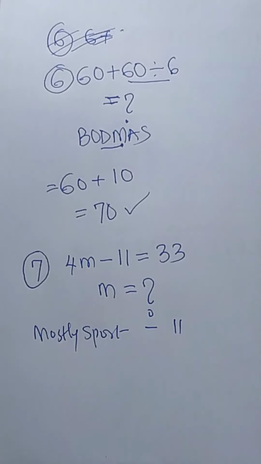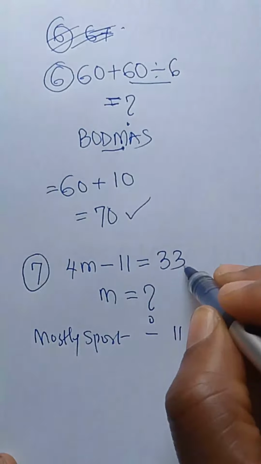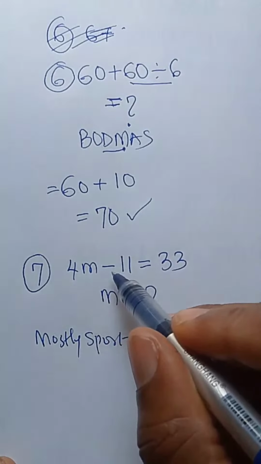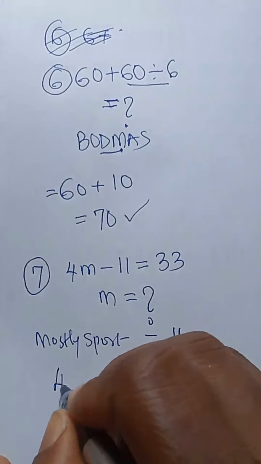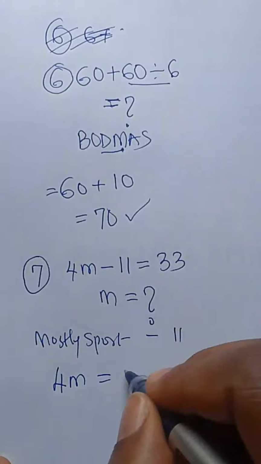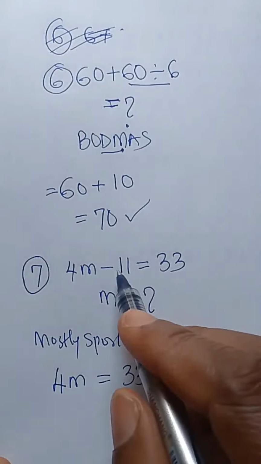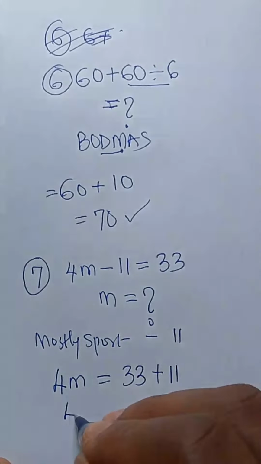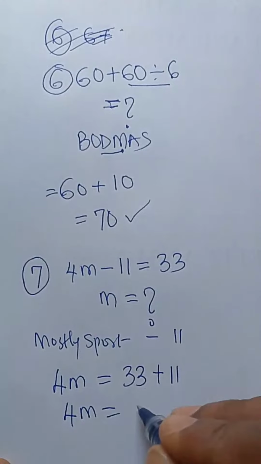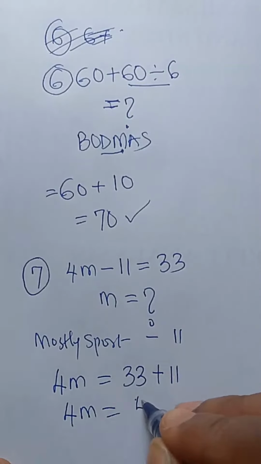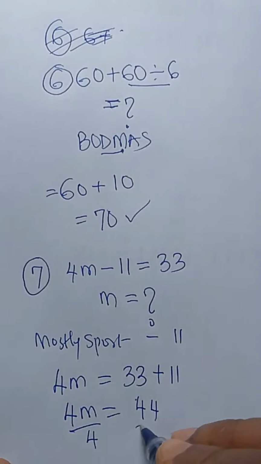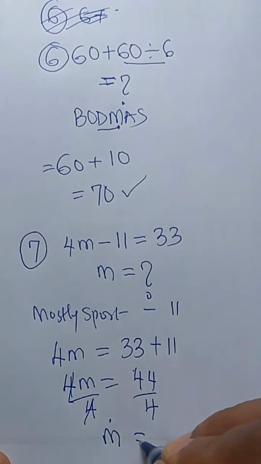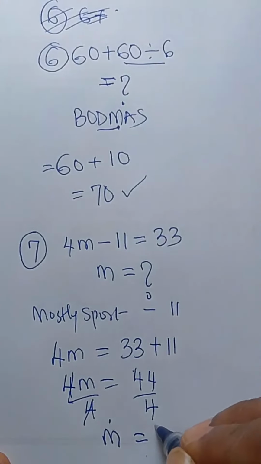Okay, so let me solve this. We have 4m minus 11 equal to 33. Now the first thing to do is collect like terms. Let the variable go to one side and let the constant go to one side. So we have 4m is equal to 33 first. Then when this negative 11 crosses the equality sign, it becomes positive 11. So 4m is equal to 33 plus 11, which is 44. Divide both sides by 4, and we have m is equal to 44 divided by 4, which is 11.